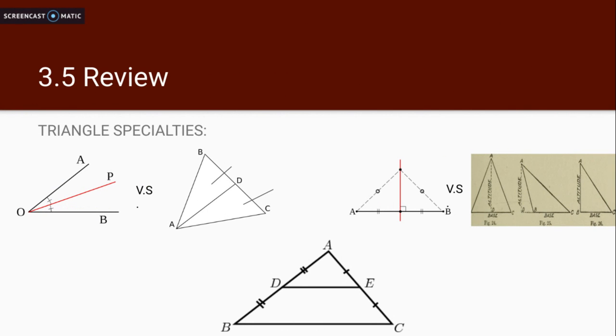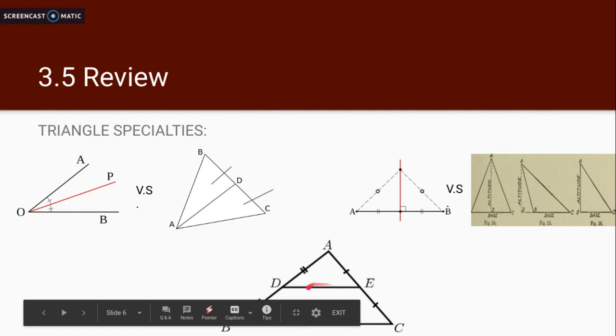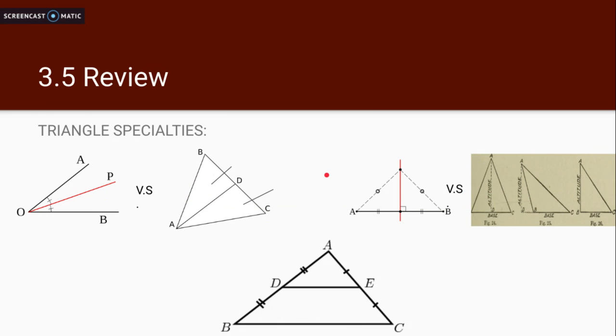3.5 review. All right, the triangular specialties. This time I set it up a little differently because the ones that have the versus between them, VS, are ones that can be confused. And then this one on the bottom is pretty much one that you don't get confused with. But those can be confusing, and I'll explain the difference.